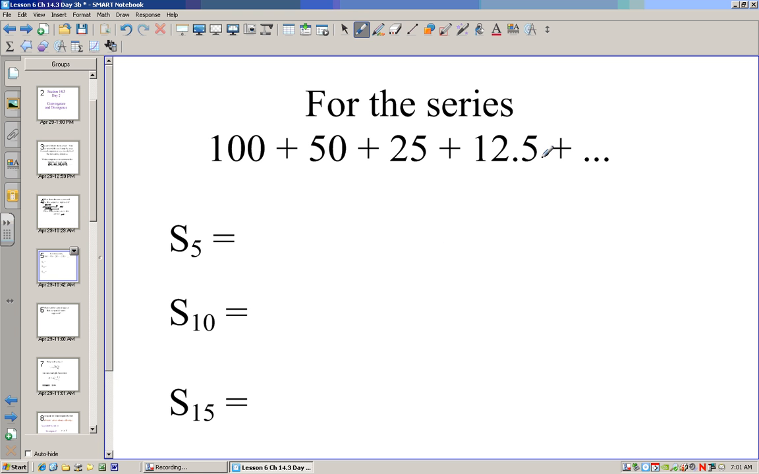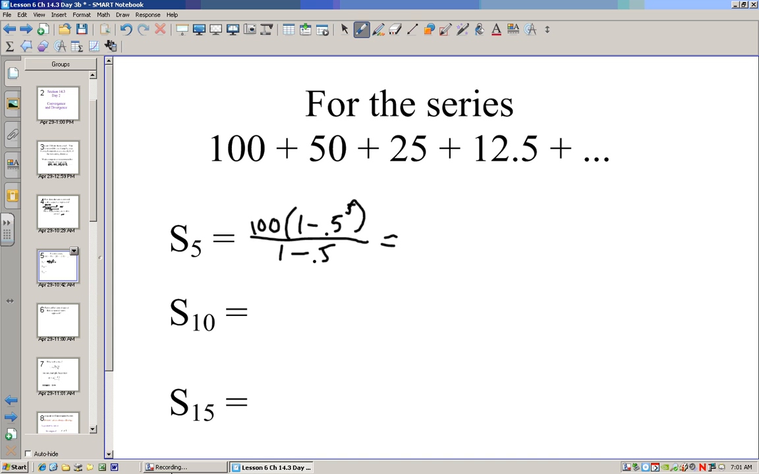All right, so for this series, let's just do S of 5. Let's see what the sum of the first 5 terms is. Well, we take our first term, which is 100, times 1 minus my r, which is 0.5, to the n, which in this case is 5, all over 1 minus 0.5.